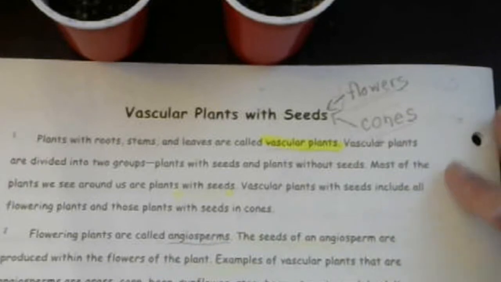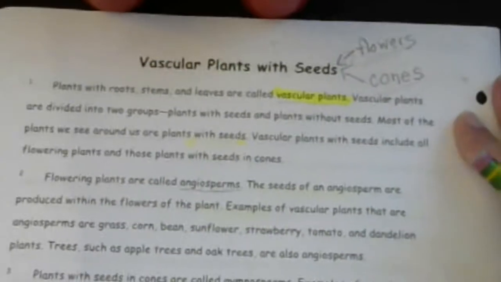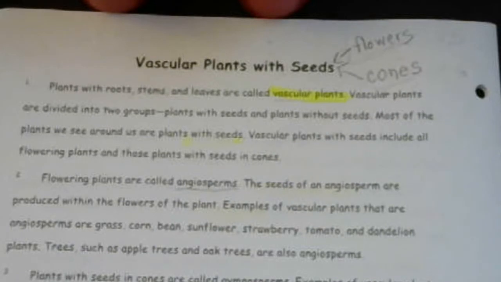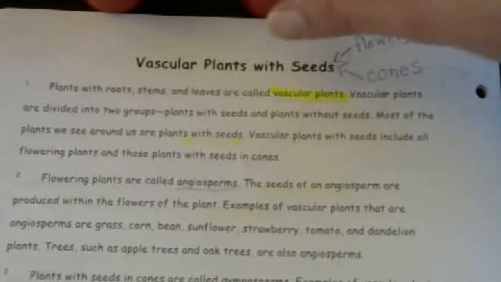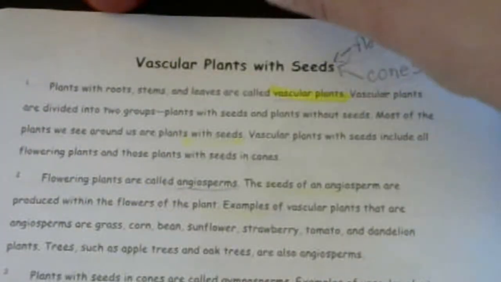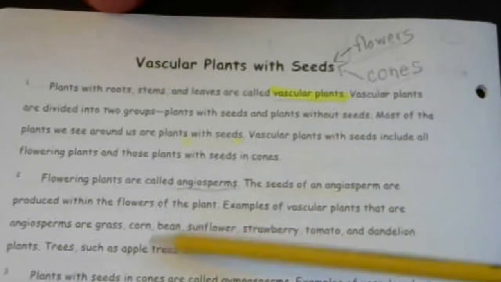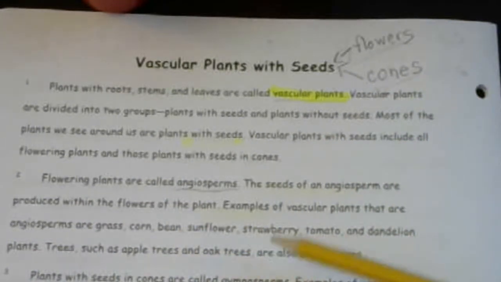Let's get that a little larger so you can see. Flowering plants are called angiosperms. The seeds of an angiosperm are produced within the flowers of the plant. Examples of vascular plants that are angiosperms are grass, like the grass that should be growing in here, corn, bean, sunflower, strawberry, tomato, and dandelion plants. Trees such as apple trees and oak trees are also angiosperms.